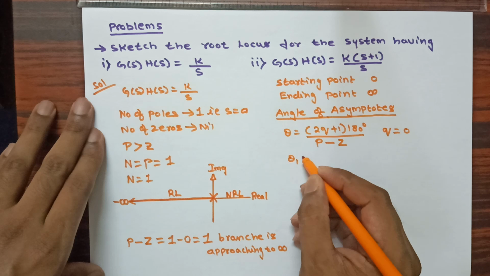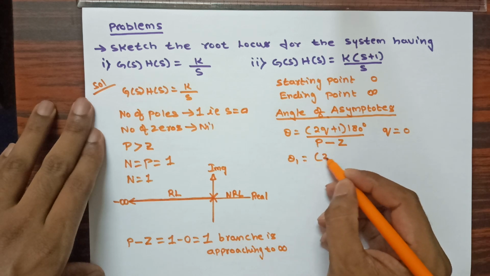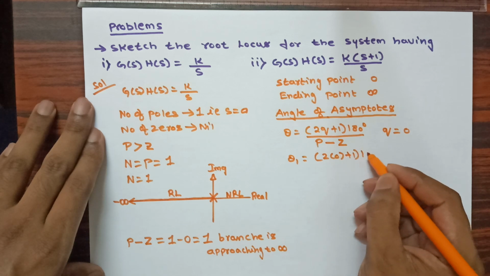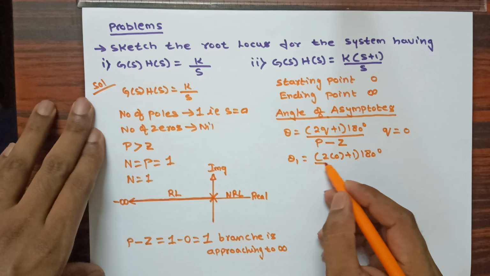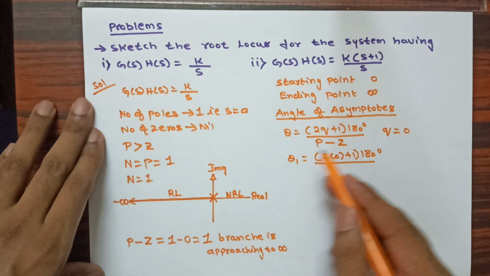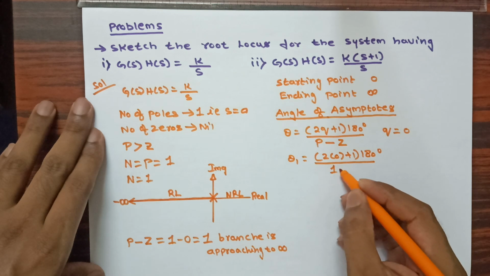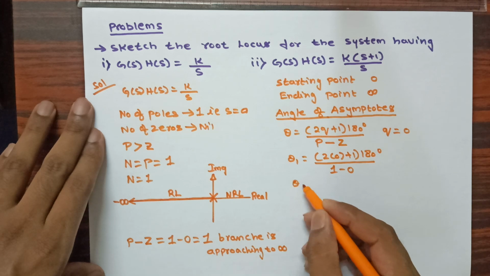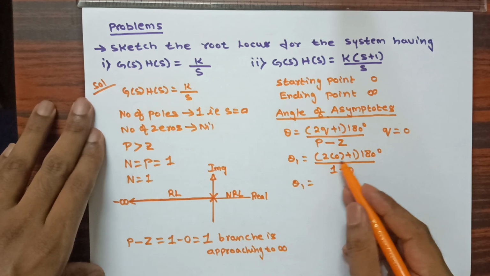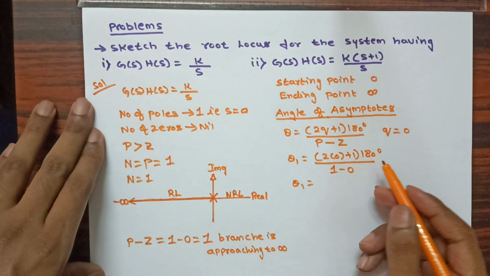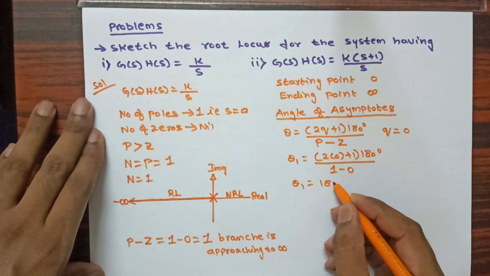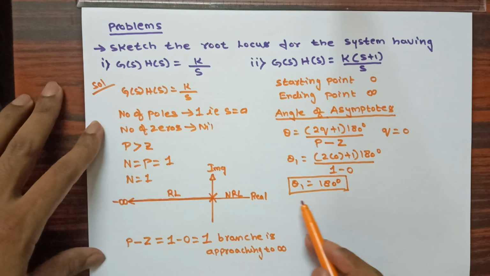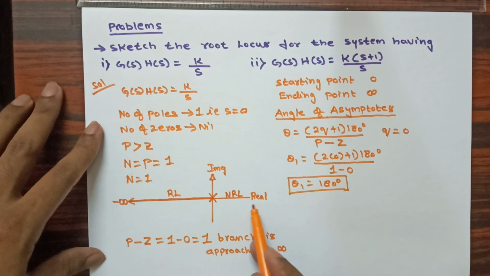Now I am going to calculate the theta 1 angle: 2, substituting the q value 0, plus 1, into 180 degrees, divided by number of poles 1 minus number of zeros nil, that is 0. This will be theta 1 equals (2 into 0 plus 1) into 180 degrees divided by 1. So theta 1 angle is 180 degrees. Now this angle I need to draw on the real axis.